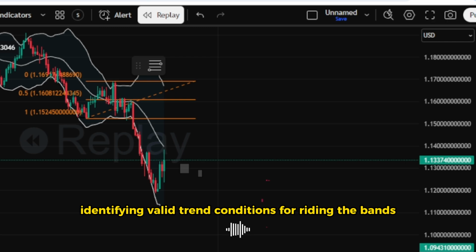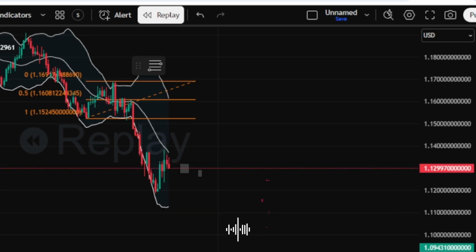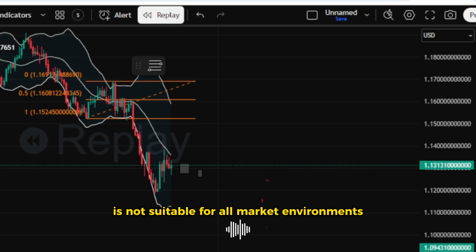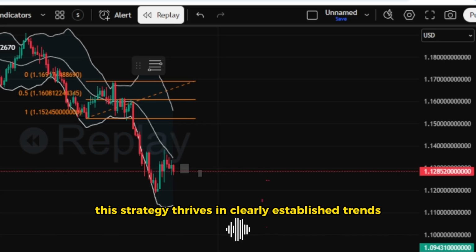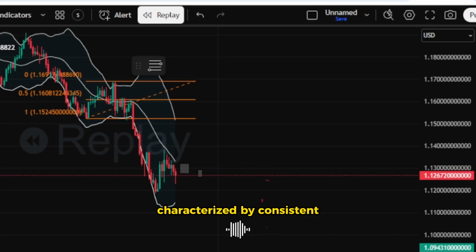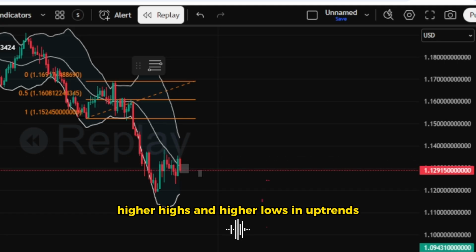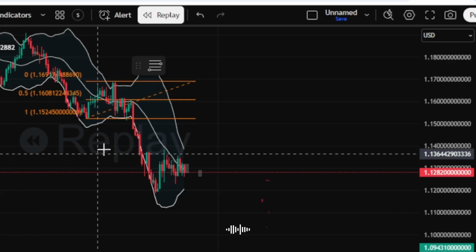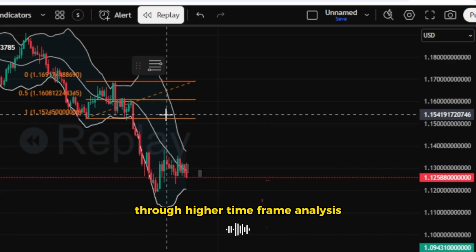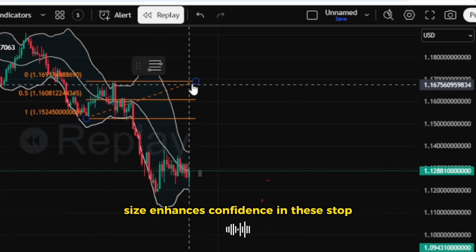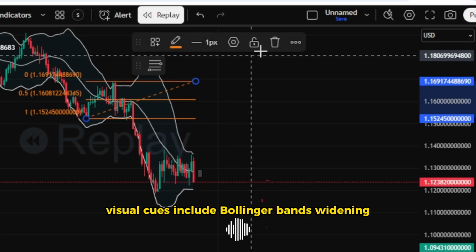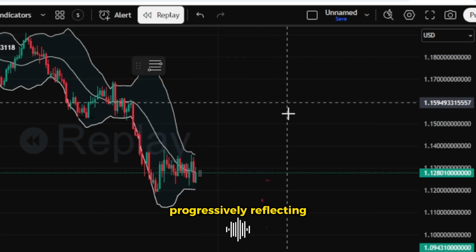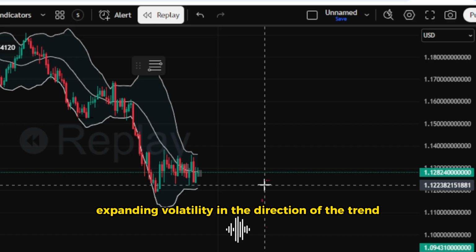Identifying valid trend conditions for riding the bands. Riding the bands is not suitable for all market environments. This strategy thrives in clearly established trends characterized by consistent higher highs and higher lows in uptrends, or lower highs and lower lows in downtrends. Confirming this structure through higher timeframe analysis enhances confidence in these setups. Visual cues include Bollinger Bands widening progressively, reflecting expanding volatility in the direction of the trend.